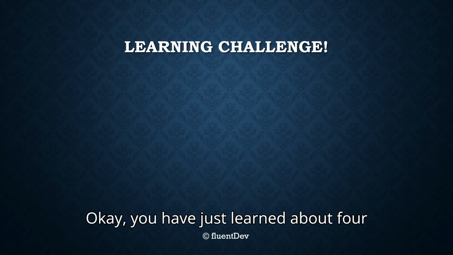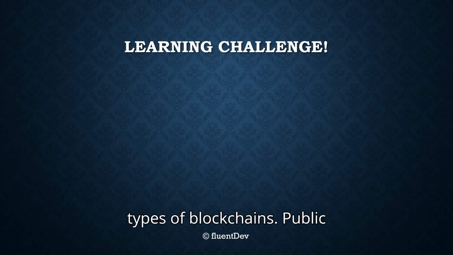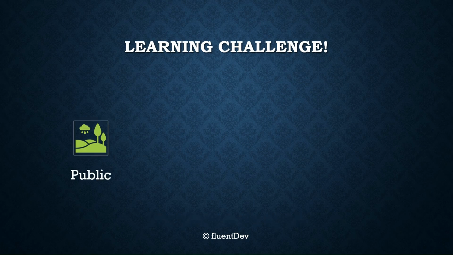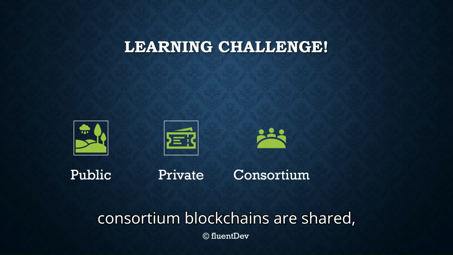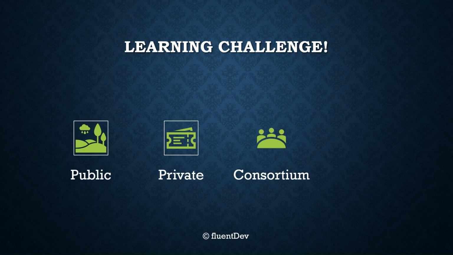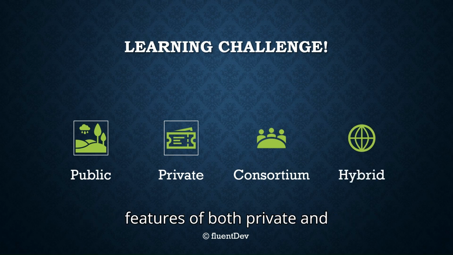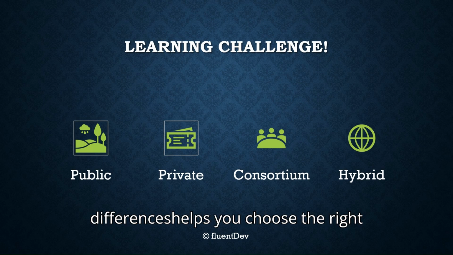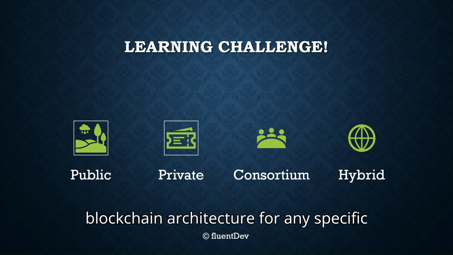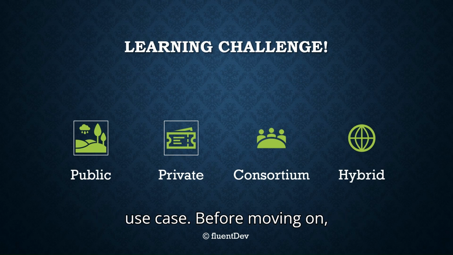Okay, you have just learned about four types of blockchains. Public blockchains are open, private blockchains are controlled, consortium blockchains are shared, and hybrid blockchains combine the best features of both private and public. Understanding these differences helps you choose the right blockchain architecture for any specific use case.